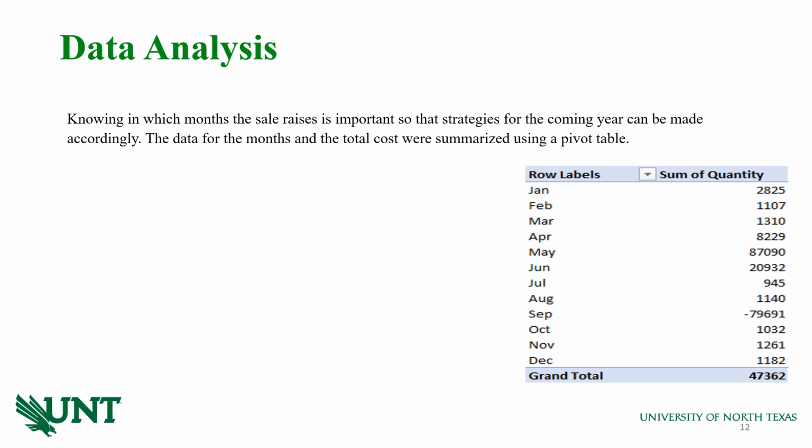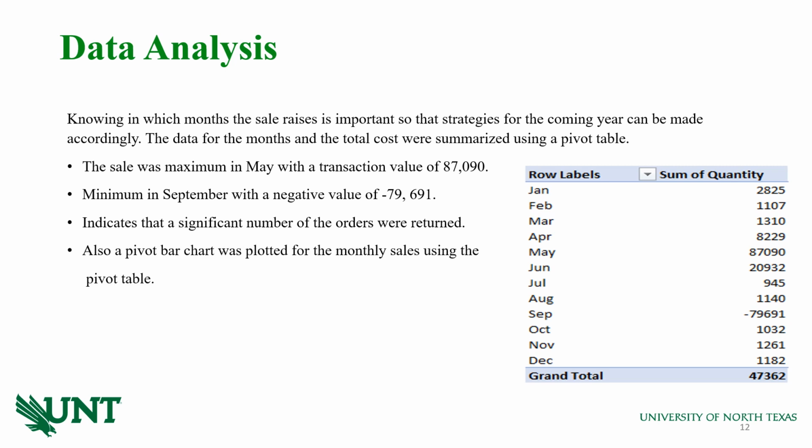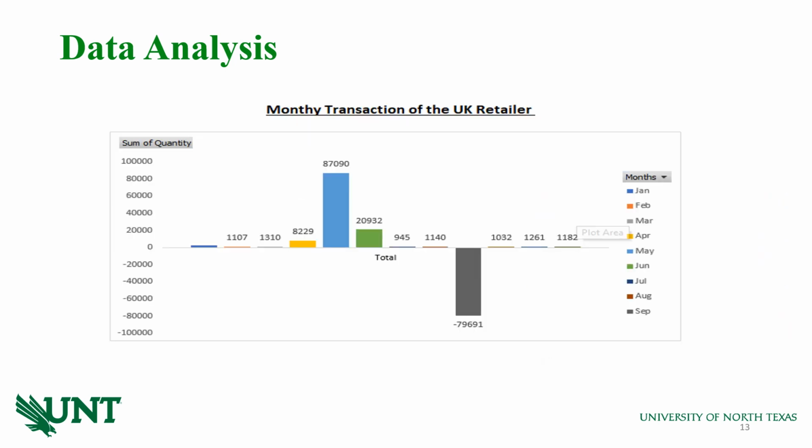Knowing in which month the sales rise is important so that strategies for the coming year can be made accordingly. The data for the months and the total cost is summarized using the pivot table. The sales were maximum in May with a transaction of 87,090, and minimum in September with a negative value of minus 79,691. Also, a pivot chart was plotted for the monthly sales using the pivot table. The monthly transactions of the UK retailers are as follows.